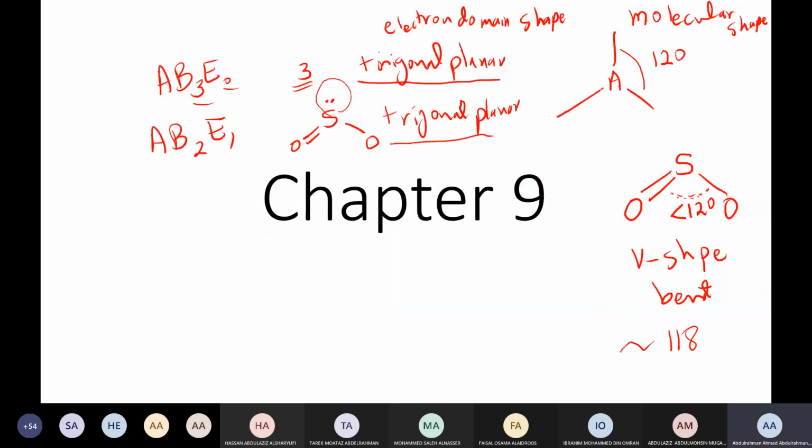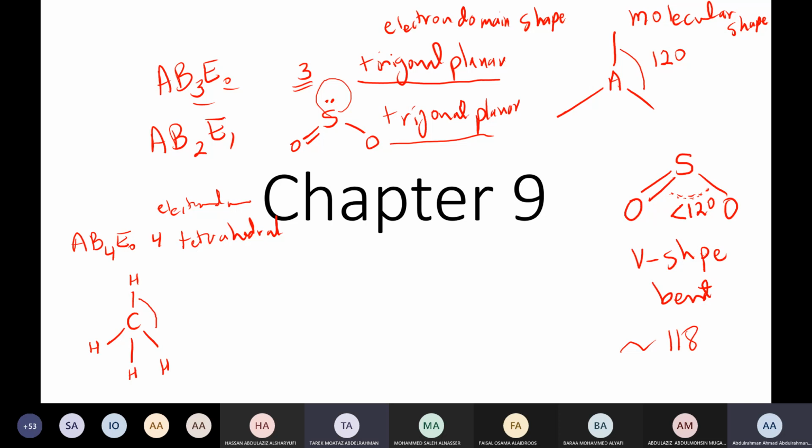Now, if we have AB4E0, what's the electron domain? The electron domain is 4, and what's the shape? Tetrahedral. The best example is CH4, and you should know that. What's the angle in here? 109.5. It's exactly 109.5, but you cannot see it easily in two dimensions. You have to see it in three dimensions.